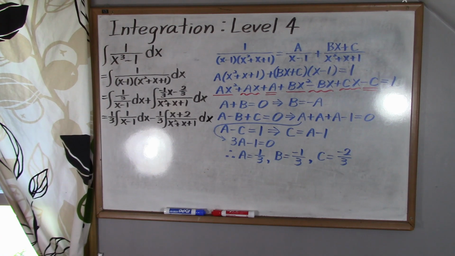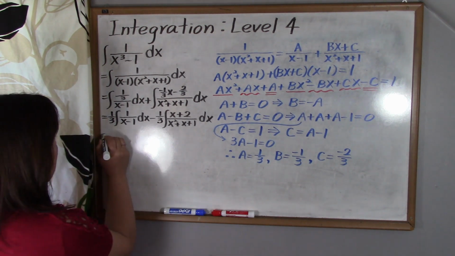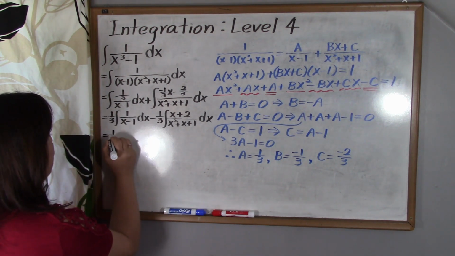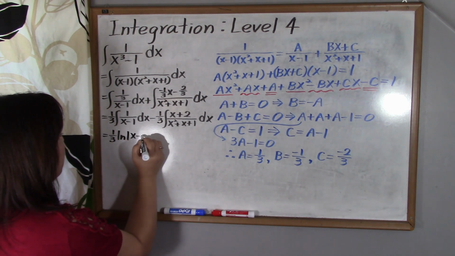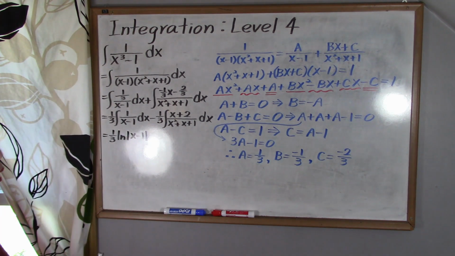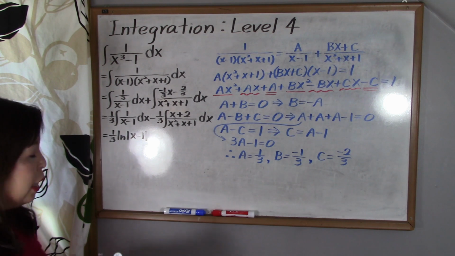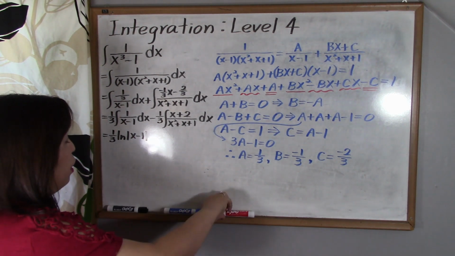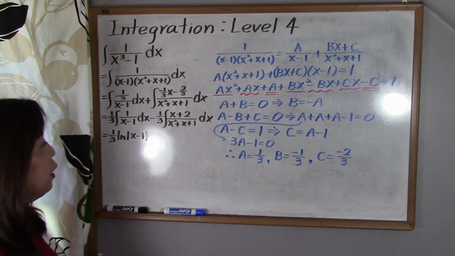Okay? So, and now we can integrate this one. Integral of 1 over x minus 1 is equal to 1 over 3 ln x minus 1. Okay? And next one, this one. And I have to show you a strategy to integrate this one.